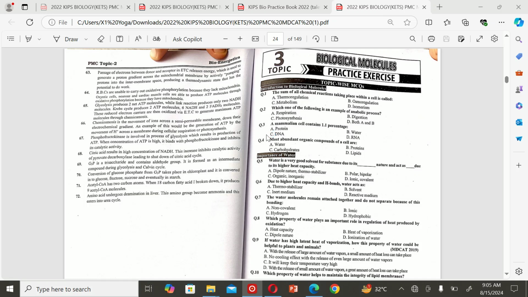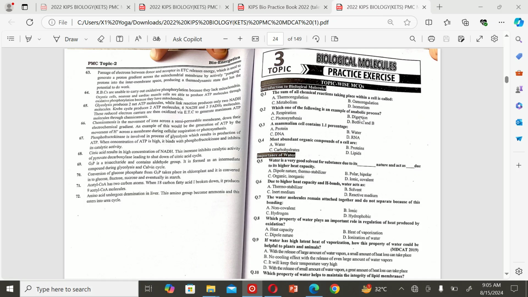Let's get started. The first MCQ is: the sum of all chemical reactions taking place within a cell is called A. Thermoregulation, B. Osmoregulation, C. Metabolism, and D. Isomerism. So the correct option is C. Metabolism.